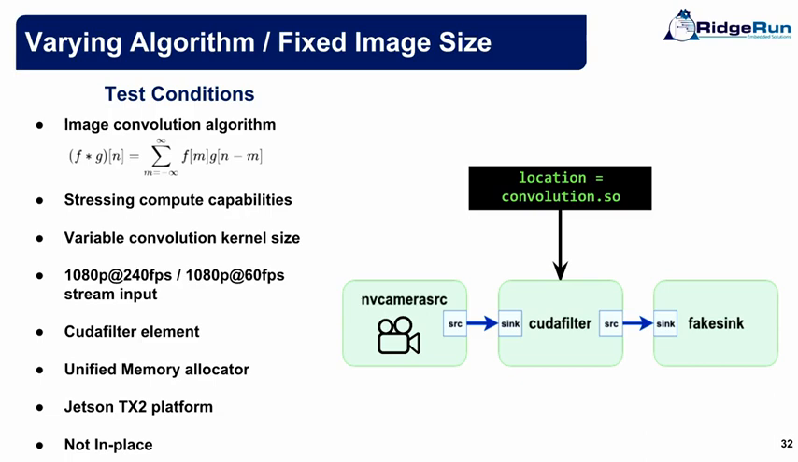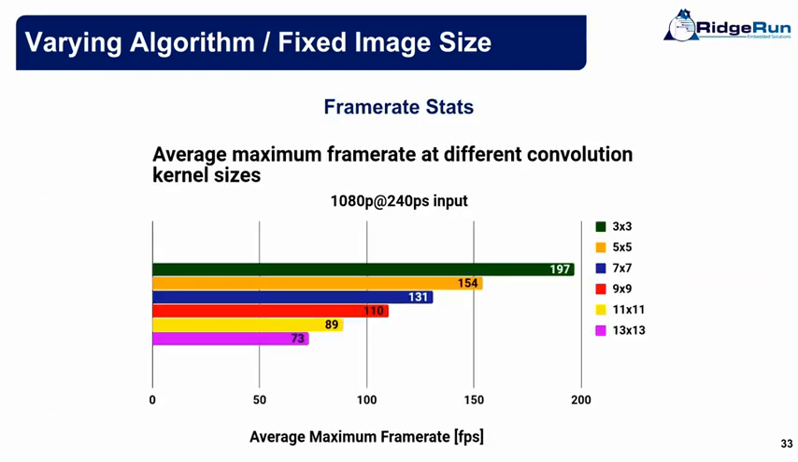For this particular test, we are using 1080p at 60 frames per second with our Cudafilter element, using the unified memory allocator, on the Jetson TX2 that we have right here. First, the maximum frame rate that we could achieve. A disclaimer: this is a very naive convolution implementation. We did not spend any time optimizing the convolution because it's not our goal for this presentation. We just want to see if GstCUDA introduces significant overhead to the processing.